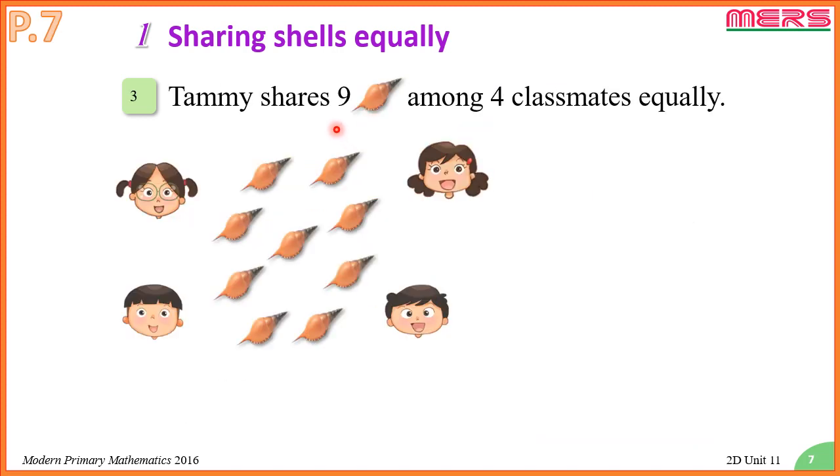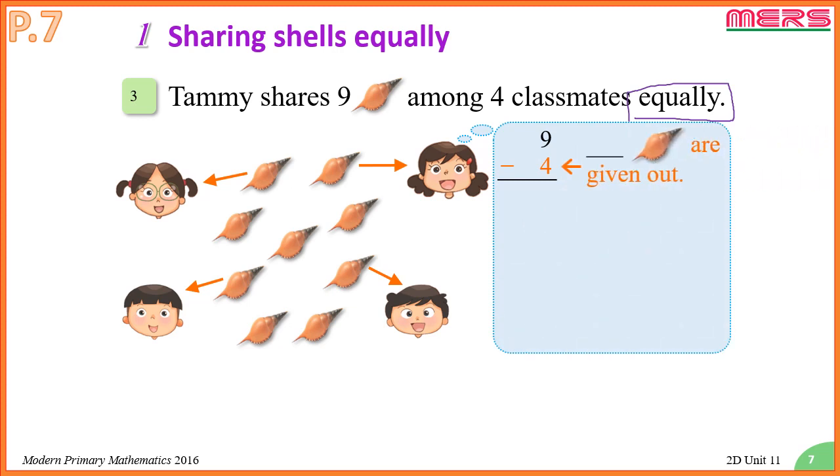For question 3, we share 9 shells among 4 classmates equally. Let's highlight the keyword here: equally, which means that if you share to one classmate, you must share to the other 3 classmates at that time. In the first round, we share the shells to these 4 students. So 4 shells are given out, and the remainder here is 5.